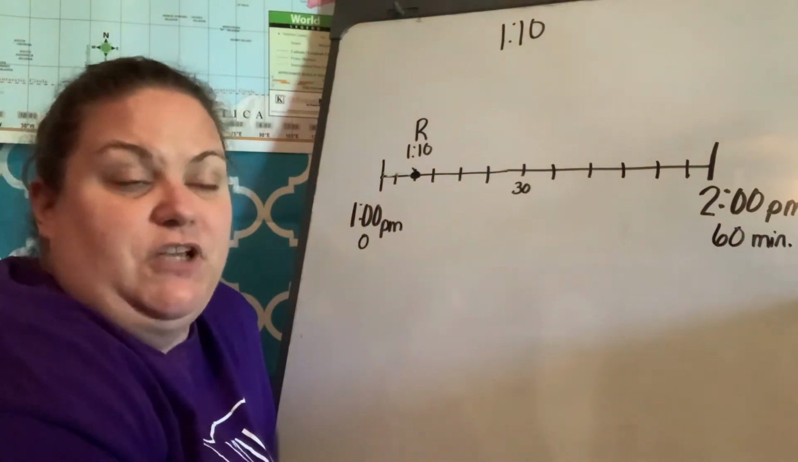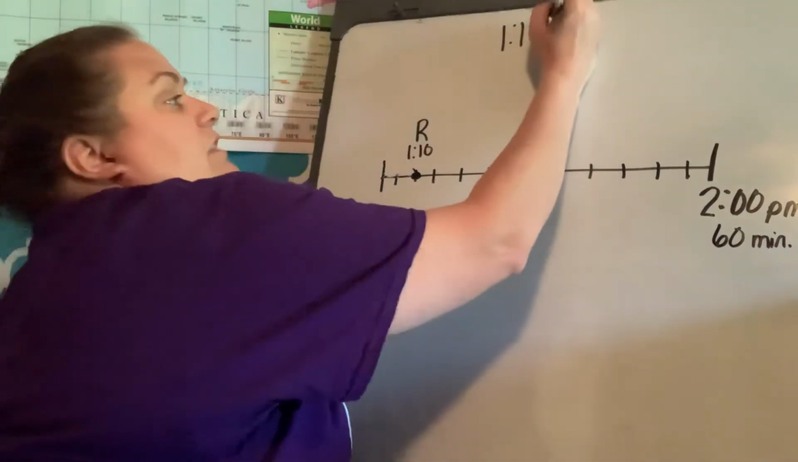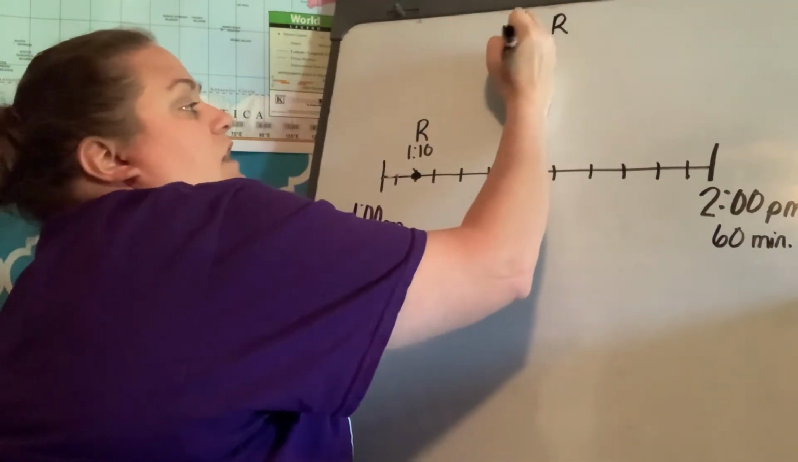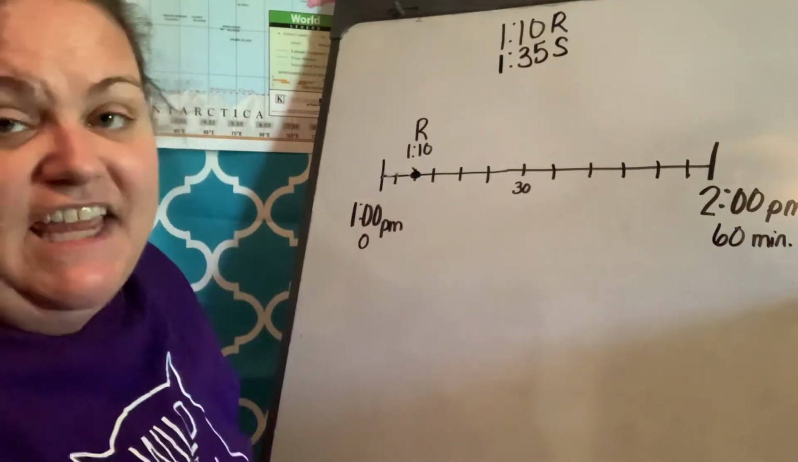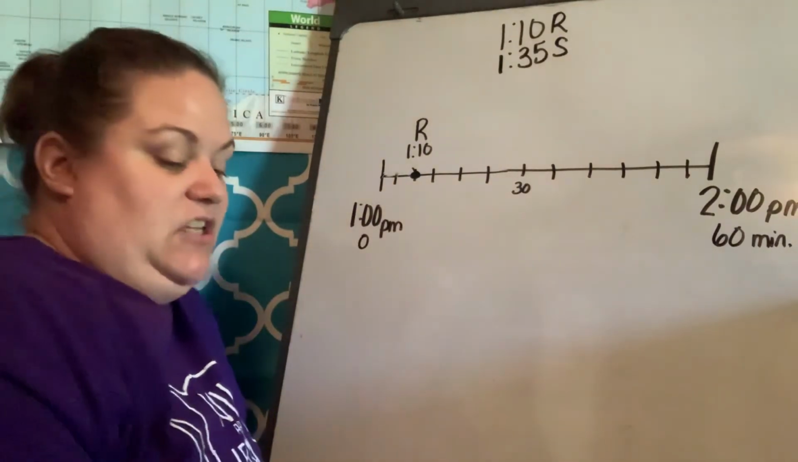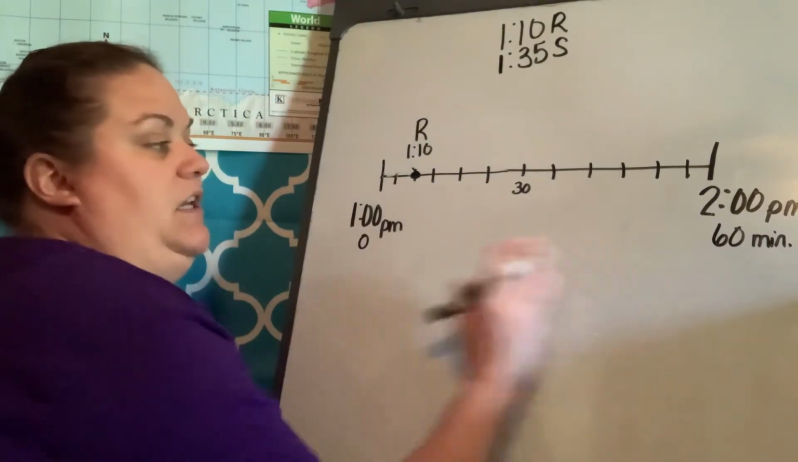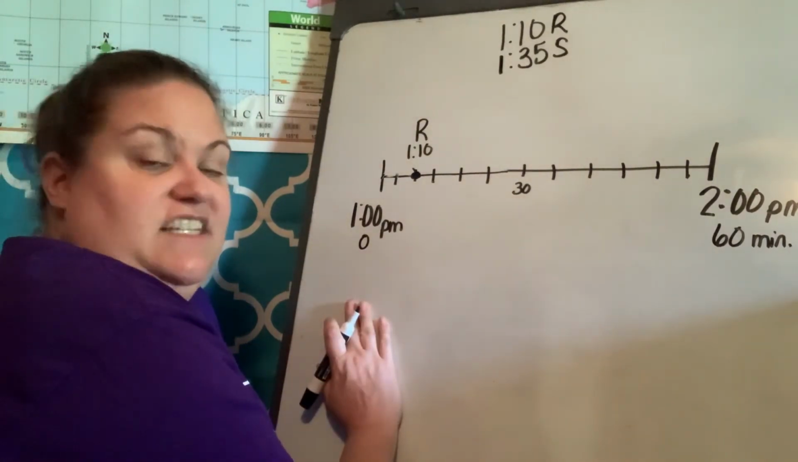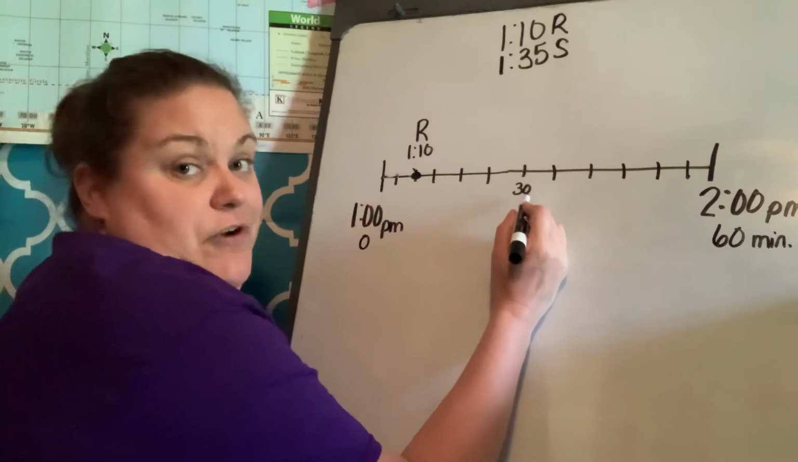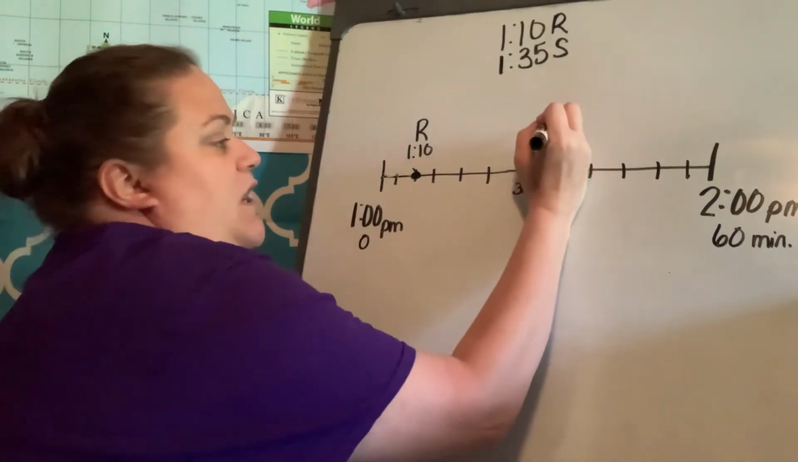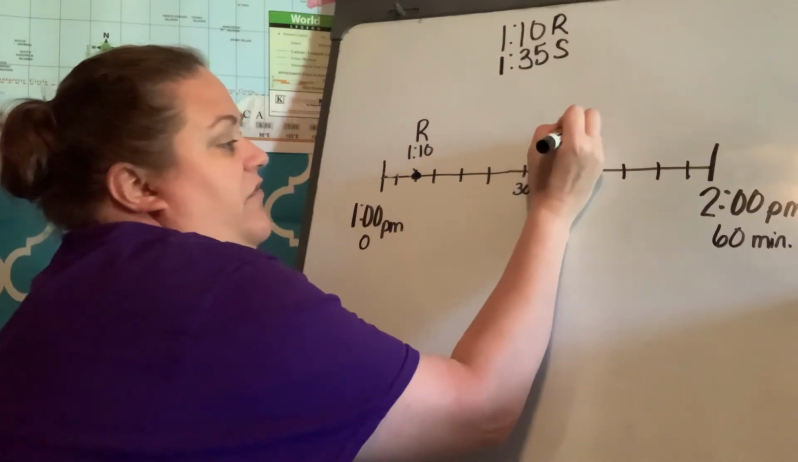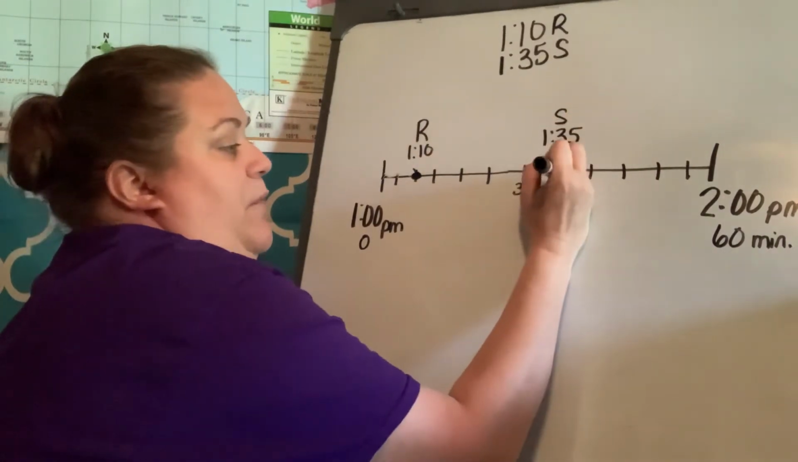Now I'm going to talk about having science. I'm going to put an S here for this. We're going to do 1:35 is science. So we have science at 1:35. So is 1:35 going to be between here? It actually is. So we know that this is 30. That's halfway between. So I count up 5 more. This should be 1:35 for science. I'm going to plot that point with a dot.